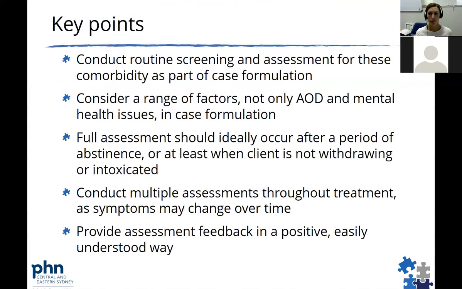So the key points of identifying comorbidity are, given the high rates of co-occurring mental health conditions among clients of AOD treatment services, it's essential that routine screening and assessment be undertaken for these conditions as part of case formulation. Consider a range of factors in the process of case formulation, so not only AOD and mental health issues, but other factors. And full assessment should ideally take place after a period of abstinence, or at least when the client isn't withdrawing or intoxicated. Conduct multiple assessments throughout treatment as symptoms may change over time, and provide assessment feedback to the client in a positive, easily understood way.